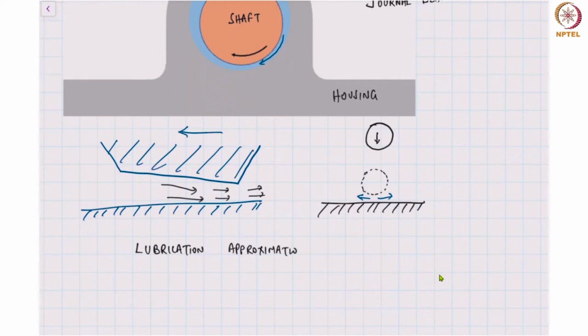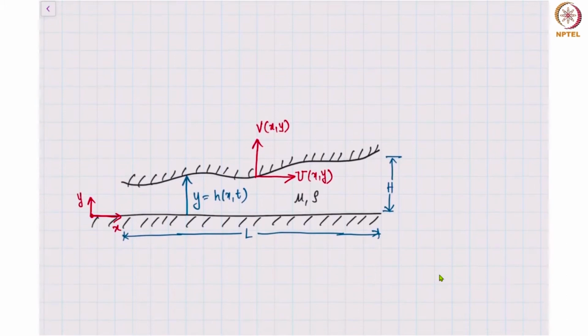I'll also tell you why we call it an approximation. Sometimes you can also call it a thin gap approximation, primarily because this kind of problem, lubrication, occurs when you have a thin gap geometry. So let's look at the basic setup of this problem, and the goal of this lecture is to derive the governing equations for the lubrication approximation.